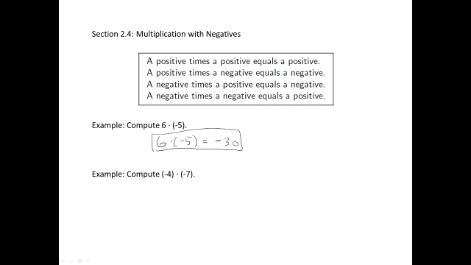Example, compute negative 4 times negative 7. Negative 4 times negative 7. Negative times negative is positive, so the answer will be positive. 4 times 7 is 28, positive 28.